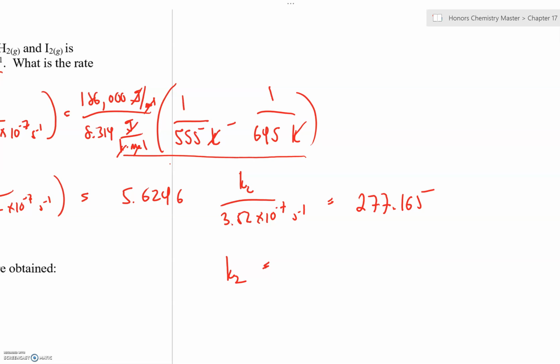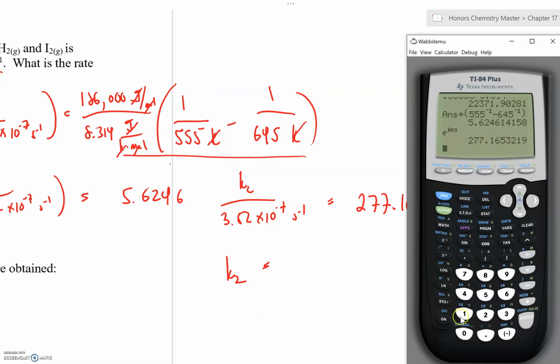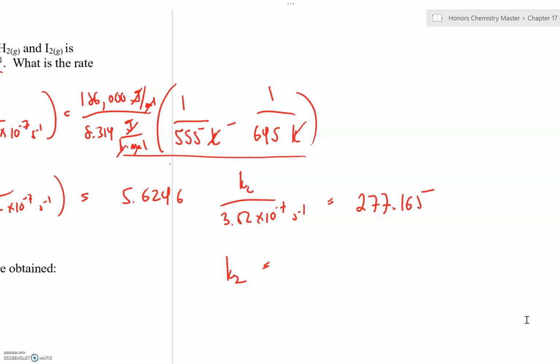Now, before we even hit a button on our calculator, we are increasing the temperature. Do we expect the rate constant to increase or decrease at a higher temperature? Your kinetic molecular theory should tell you that answer. So we're simply going to tell our calculator to take 277 and multiply that by 3.52 times 10 to the negative 7. Will our rate constant increase with an increase of temperature? 9.76 times 10 to the negative 5th.